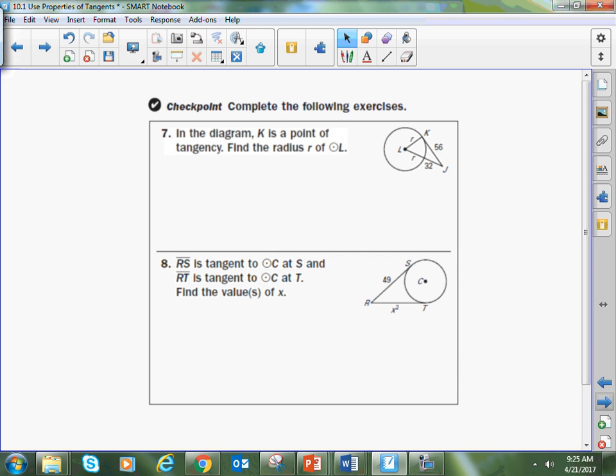All right, ladies and gentlemen, go ahead and pause the video at this point and try working out these two problems. And when you have your answers, come on back and see how yours looks with mine. All right.